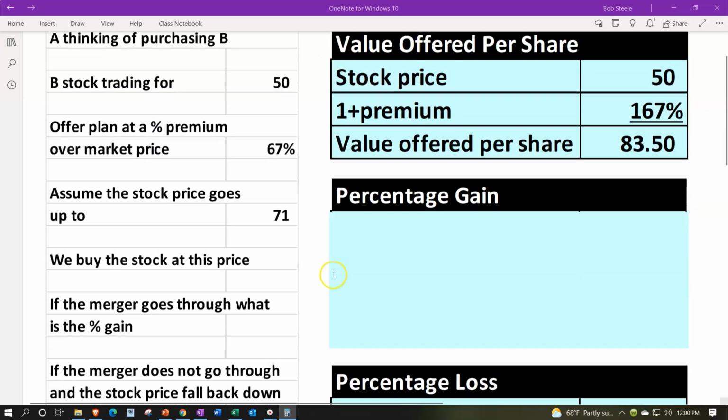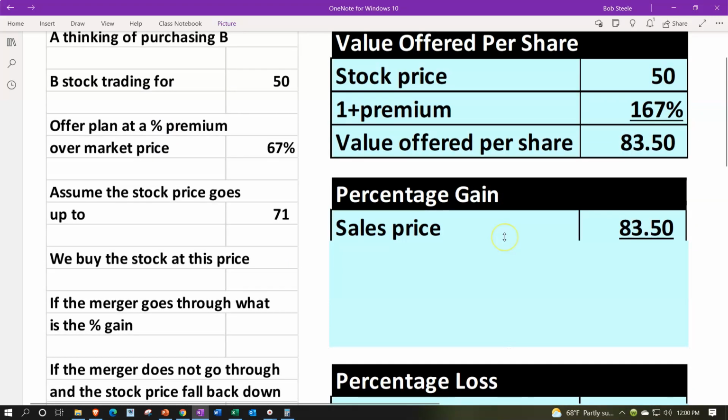So then we can look at the percent gain, which would simply be the sales price. We're going to assume that that is the new value, because that's basically the value being determined by this offer that's going to be taking place. So the price would be that $83.50 that we'd be getting if the merger went through for the shares. So we've got the 83.50.